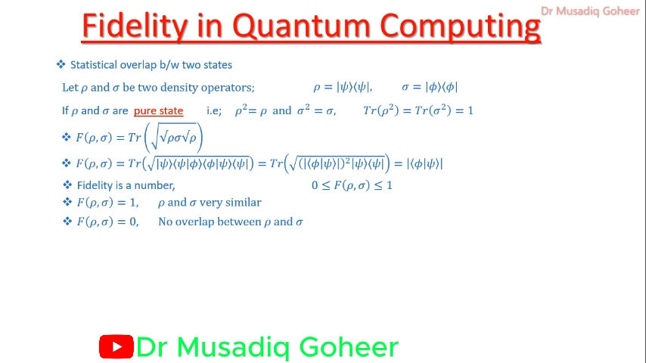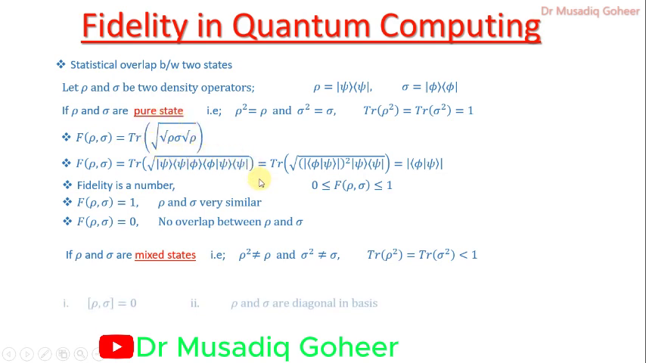Now let us move towards the second condition. If rho and sigma are not pure, if they are mixed, you have to check that rho square is not equal to rho, sigma square is not equal to sigma, and their trace is less than 1. Then it means that your density operators are mixed. Then that formula of fidelity is no more applicable. Then you have to check two further things. First of all, rho and sigma must commute, and secondly they must be diagonal in a basis, and their bases must be the same.